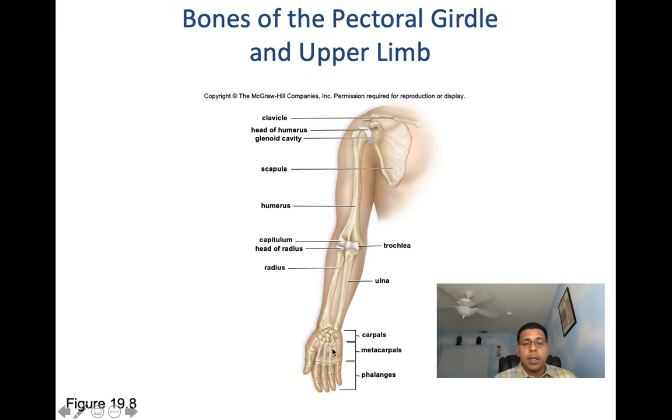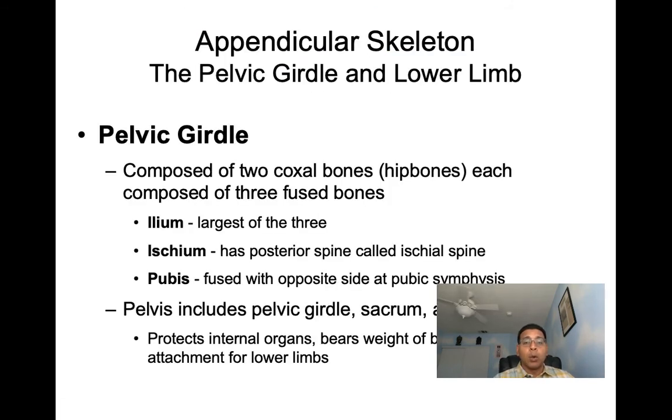You can see on their proximal end, they articulate with the carpals. On the distal end, the metacarpals are going to articulate with the bones of the fingers and the bones of the thumb. Let's continue forward then to the pelvic girdle and the lower limb.